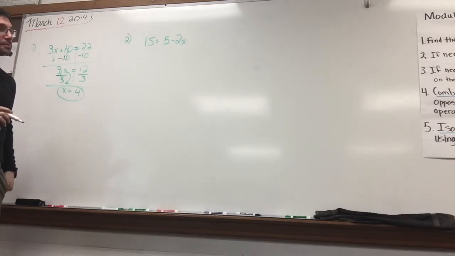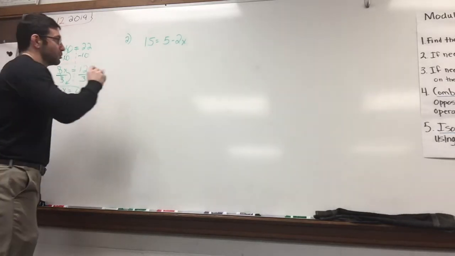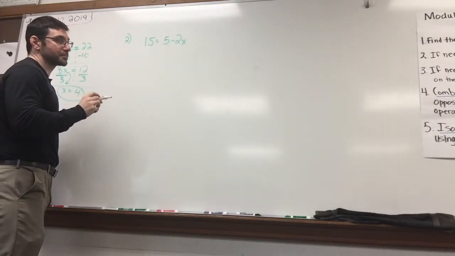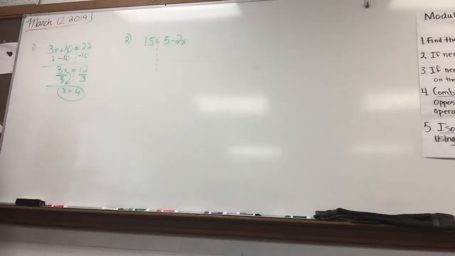So the inverse operation of positive. Can we follow the rules a little bit? Okay. Okay. So you gotta find the balance point. Which is going to be where? The equal sign. Okay. Step 2 says if needed, distribute. How do I know I don't need to distribute? There's no parentheses. Okay, no parentheses means no distributing. Good. Go ahead.